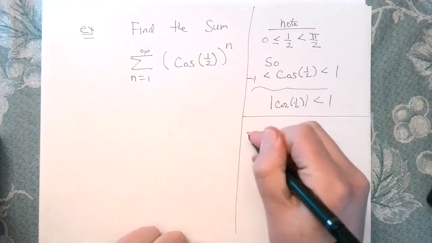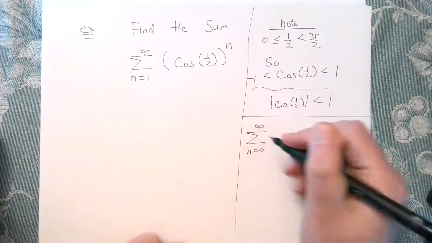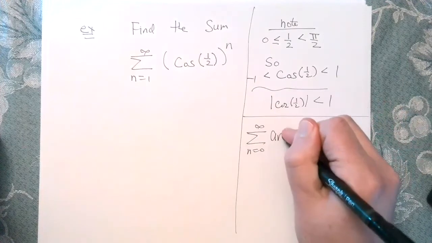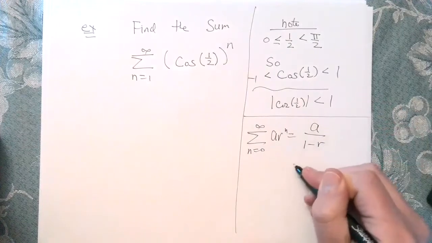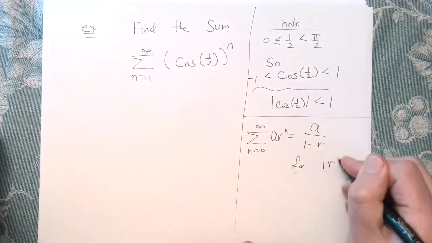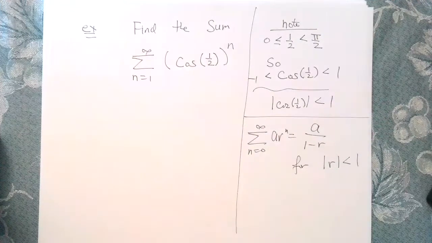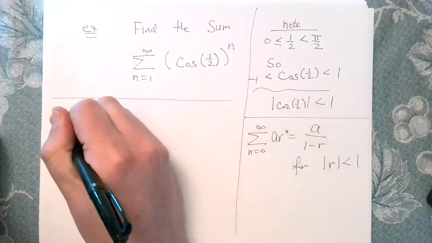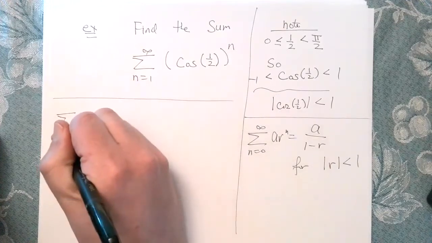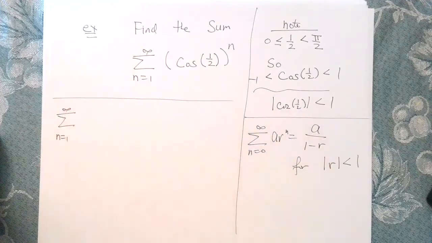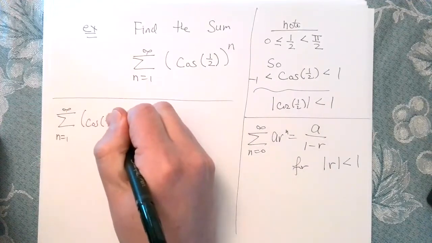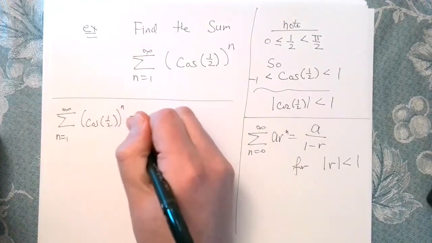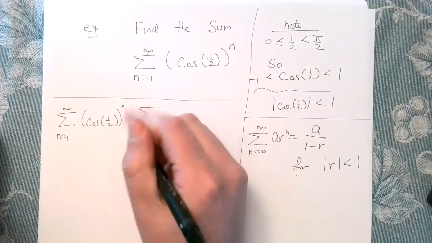So what does all this mean? Well, it means that my geometric series formula applies. So this is exactly a over 1 minus r for exactly these r's. So let's start to get this into the form that we're looking for. So we started with this: the series from n equals 1 to infinity of cosine of 1/2 to the n, but by adjusting the index, we get the following.